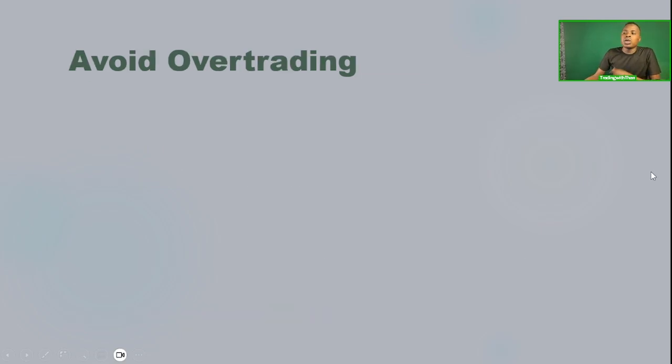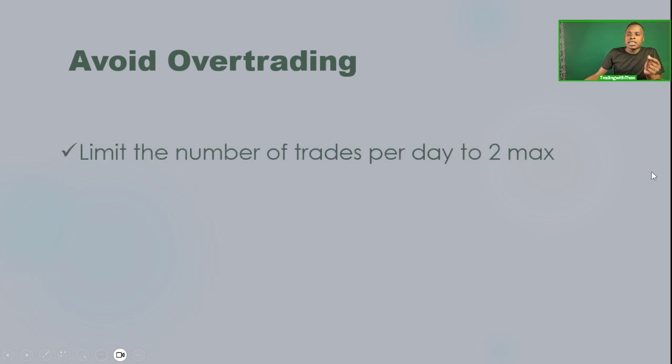Now, the next thing that we need to take care of is avoiding overtrading. And how do we avoid overtrading? First, we are going to limit ourselves to a maximum of 2 trades per day. So let's say you place a trade and then you win. You want to get out of the market. And let's say you lose. If you want another chance, you get another 1 chance.